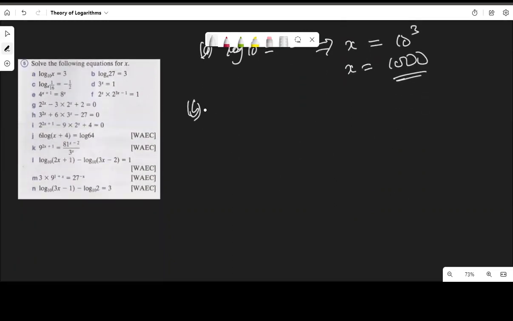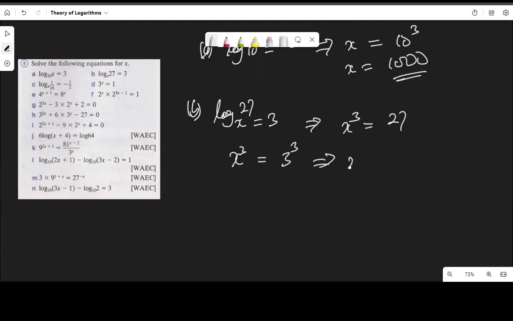Then B: log 27 to base x equal to 3. Expressing this in index form, that means x to the power of 3 equal to 27. x to the power of 3 equal to 3 to the power of 3, that is, 27 is 3 to the power of 3. Since the powers are the same, 3 and 3, you can equate the bases: x is equal to 3.